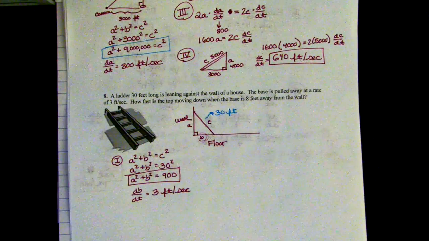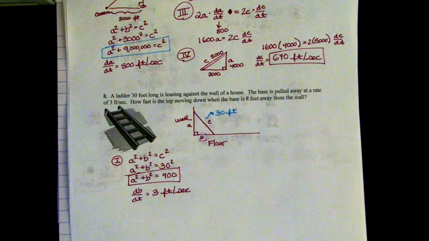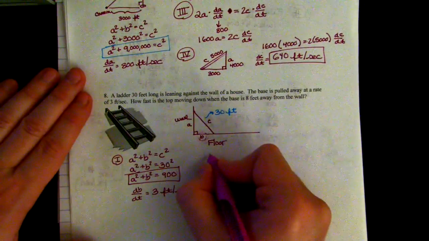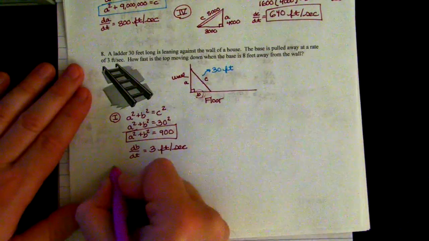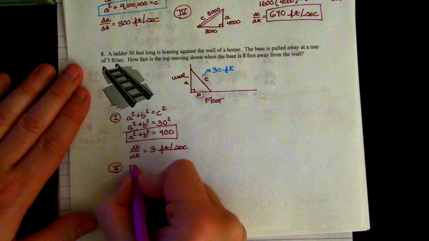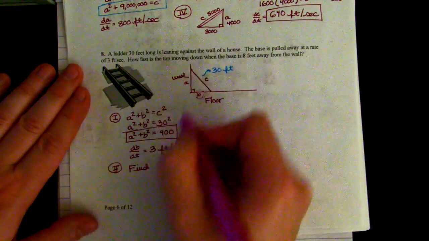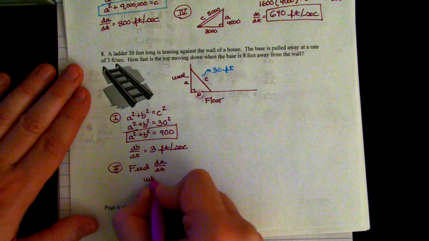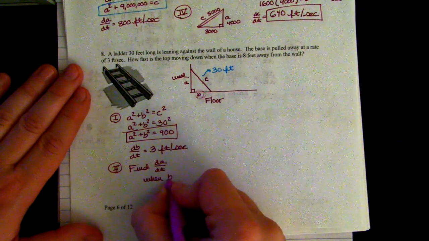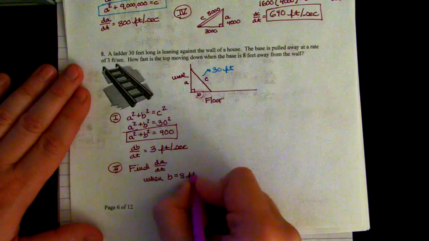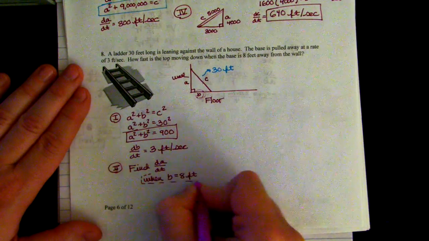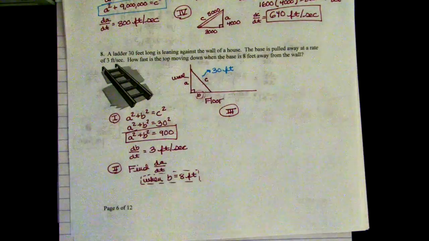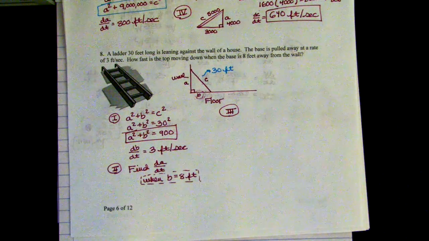Take a moment, set up your part 2. What are we looking for? In general and specifically. Might as well just continue down here. I want to find how fast the top is moving. That's dA dt. In particular, when the base is 8 feet from the wall, so when b equals 8 feet. You go do part 3. The video will pause, push continue when you're set.